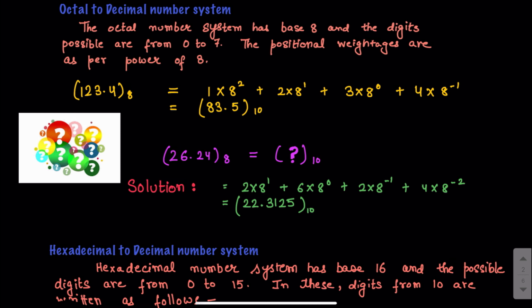Similarly, if I have another question for you, that 26.24 in octal, what is it in decimal? Again, you will follow the same procedure. We will have over here, this 6 will be multiplied with 8 to the power 0, 2 will be multiplied by 8 to the power 1, and then after the decimal point, 2 multiplied by 8 to the power minus 1 and 4 multiplied by 8 to the power minus 2. We get the answer 22.3125 in decimal.